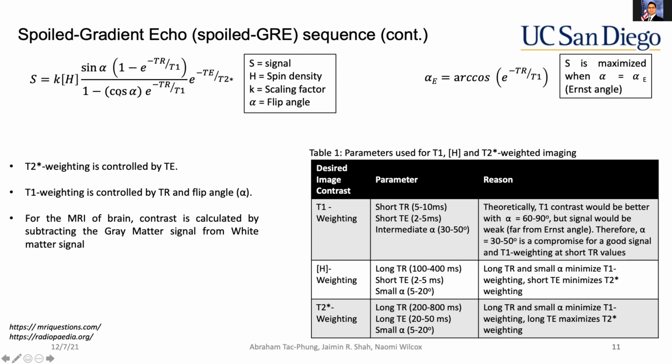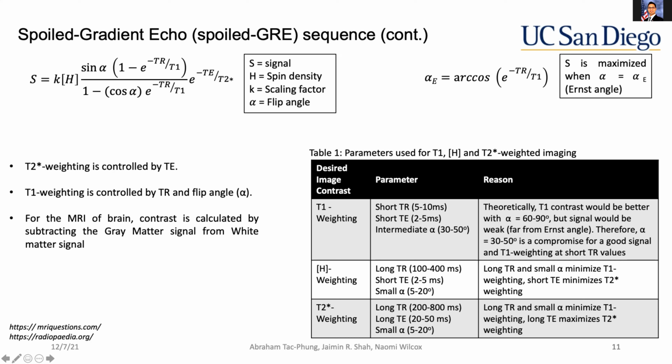And this is the equation that we used for our Matlab exercise, which I'll talk about next. Over here, S is the signal strength, H is the spin density, K is the scaling factor, and alpha is the flip angle. This term we saw in the spin echo equation when the professor taught us in class. And of course, we know that when the TR increases, it becomes a more T1 weighted image. But when the TE becomes longer, it becomes more T2 star weighted imaging. The highest signal strength is achieved when the flip angle becomes alpha E, which is the Ernst angle.